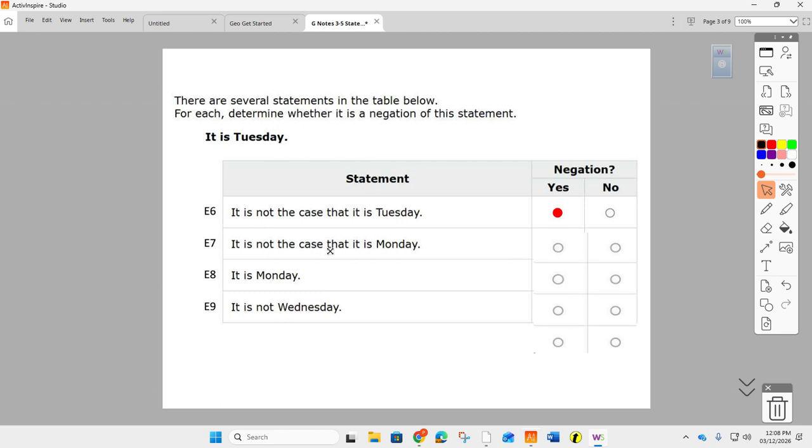It is not the case that it is Monday. Well, that is a statement, but that is not a negation of this statement. It is Monday. Well, if it's Monday, it can't be Tuesday, right? But it doesn't matter. It's not a negation. It's got to refer back to that same statement. And once again, it is not Wednesday. Not a negation. It is a statement, but it's not a negation of this particular statement. So far, so good?